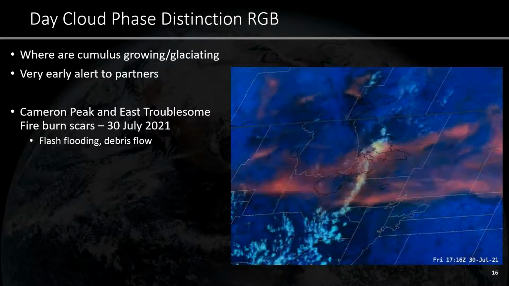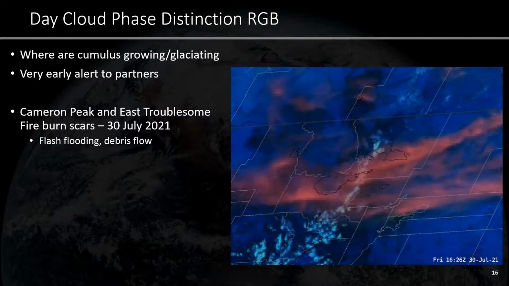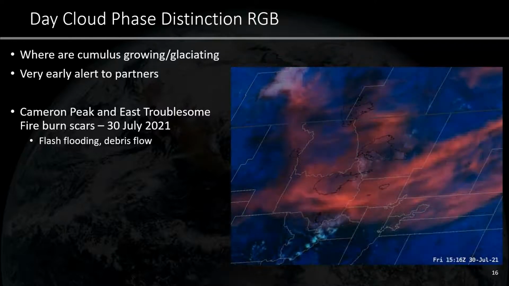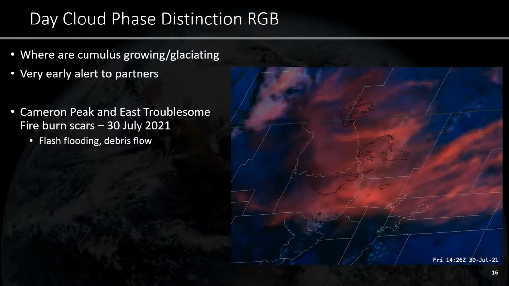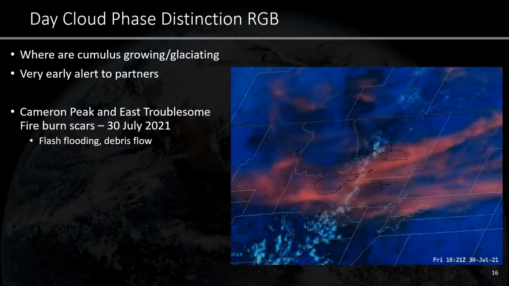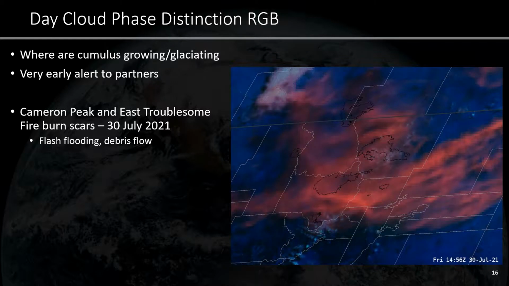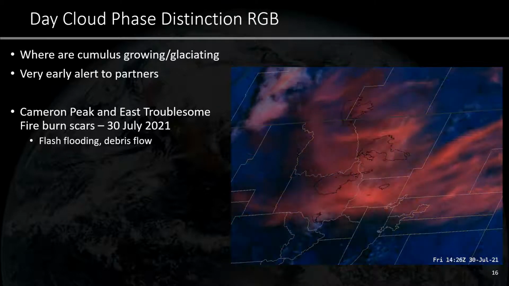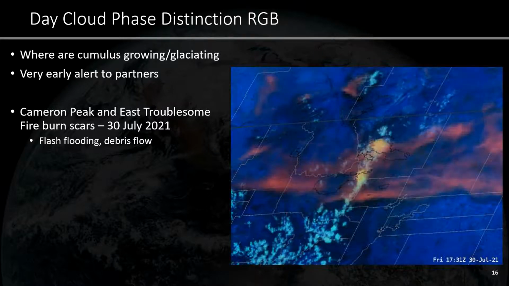But we shouldn't be leveraging just the single band imagery, and especially in these situations for getting that head start, we should definitely be analyzing the day cloud phase distinction RGB. It incorporates the half-kilometer visible band, so you're still getting that high detail, but you're also getting information about where you first start to see that glaciation and convective initiation. And this is important because, again, you could provide that early alert to your EMs and other partners.